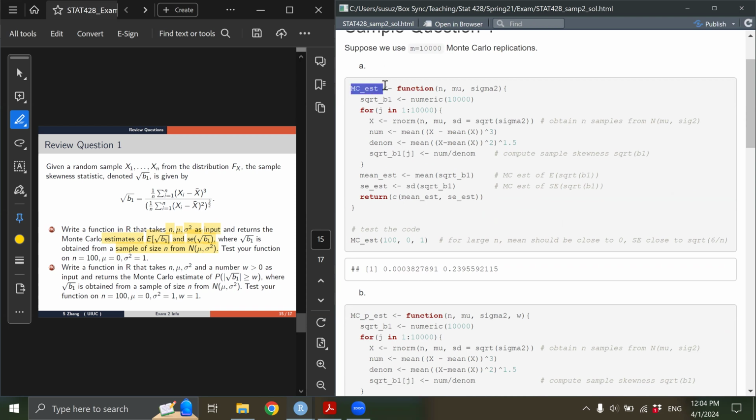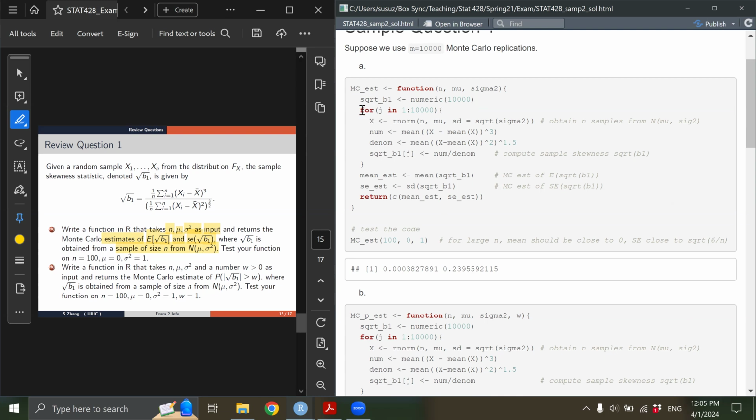Here, I name the function MCEst. It's for Monte Carlo estimation of some of the most famous properties of a statistic. This function takes n, mu, and sigma squared as inputs, and I create a placeholder, square root B1. Now it's a bunch of zeros, but later on I will replace it with the 10,000 replicates of the Monte Carlo simulated square root of B1.